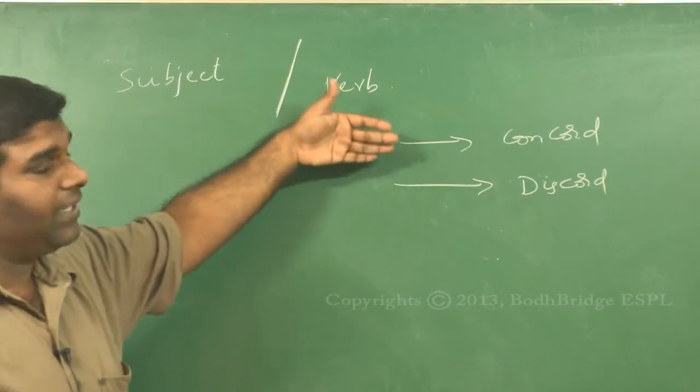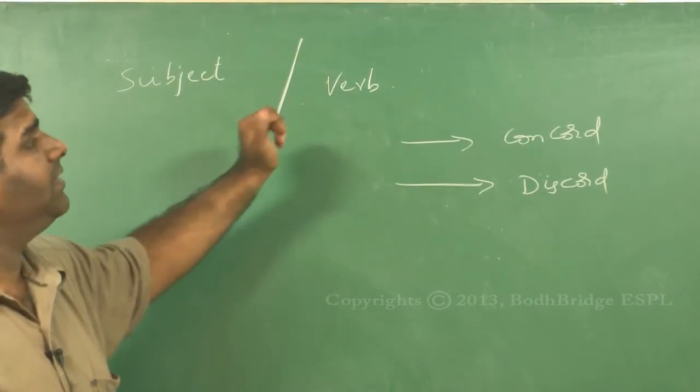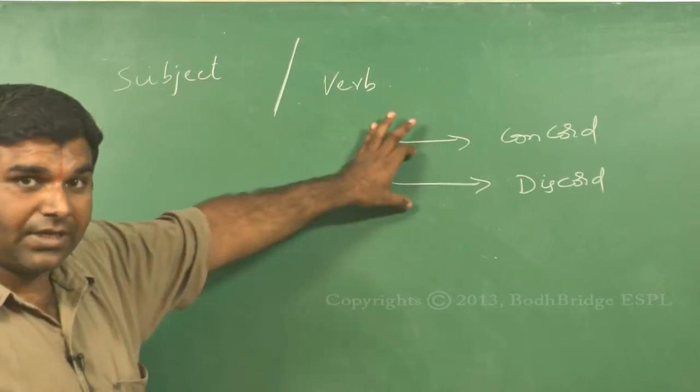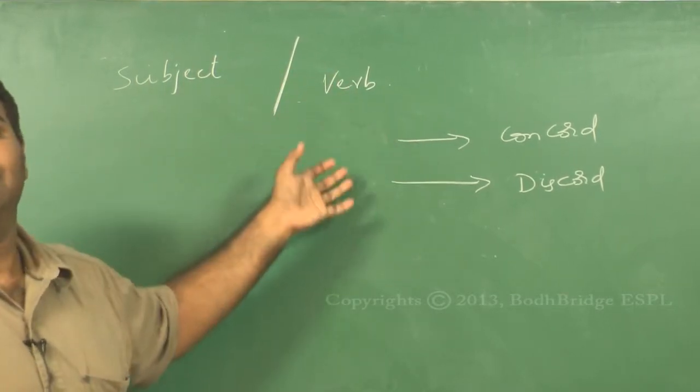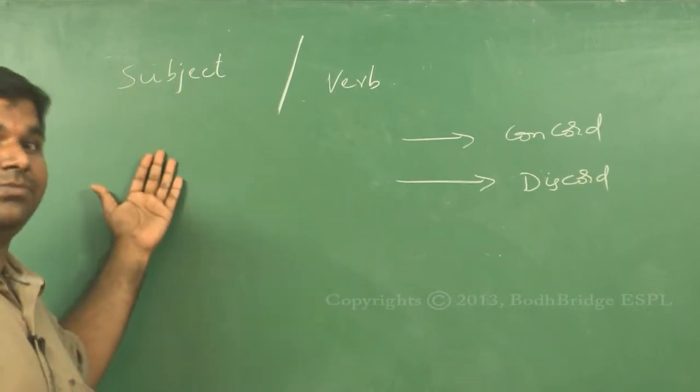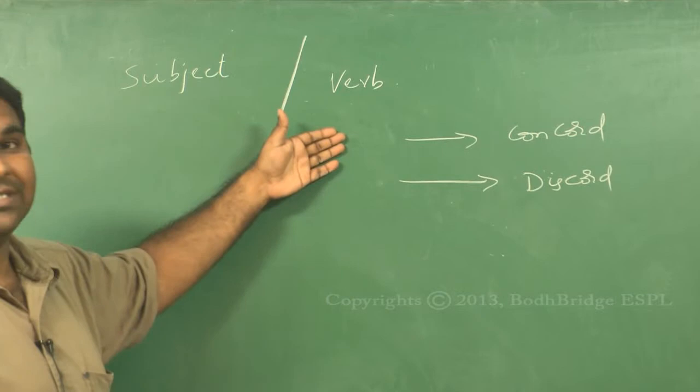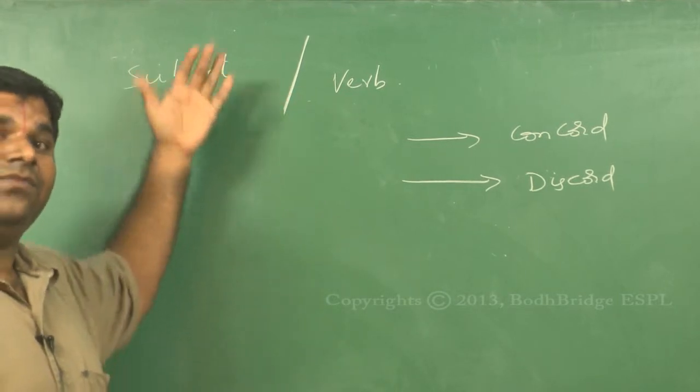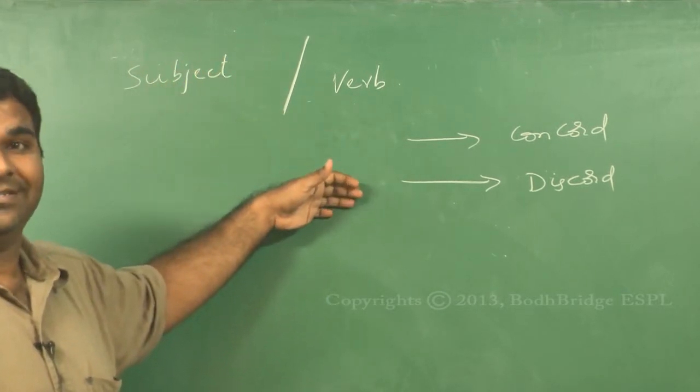Now, to bring in concord is very important, because unless the subject and verb agree, we wouldn't be able to make our sentences correct. In order to move forward, let's first understand what subject is, and then we'll also understand what verb is, and then we'll be able to comfortably frame our sentences.